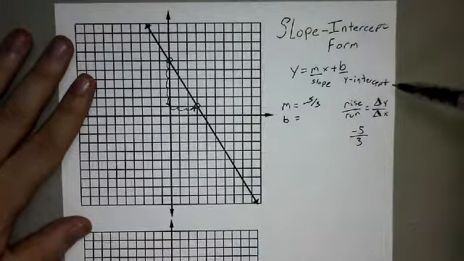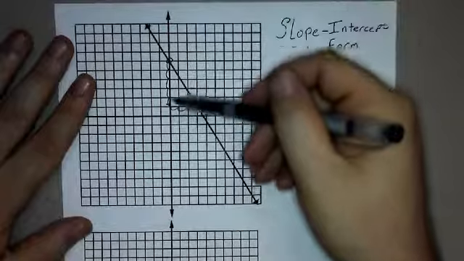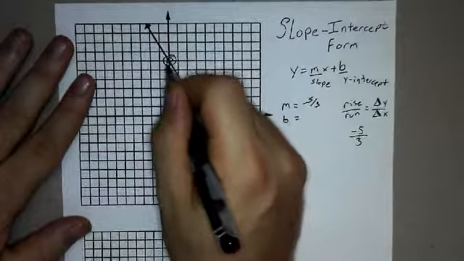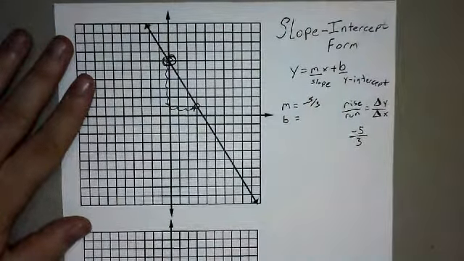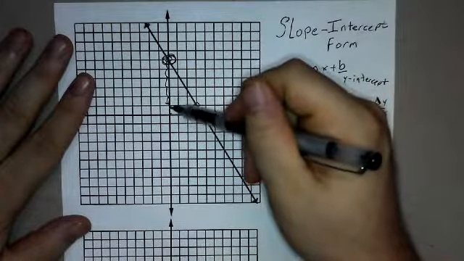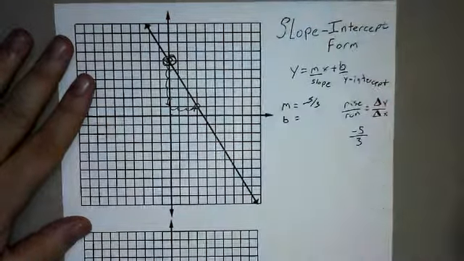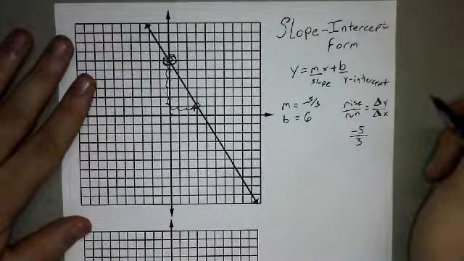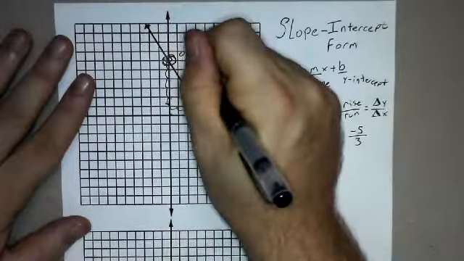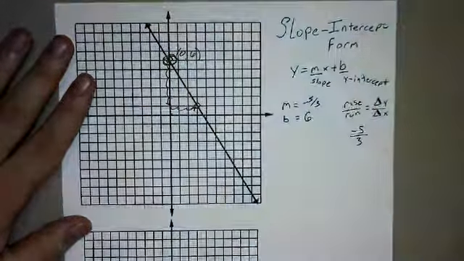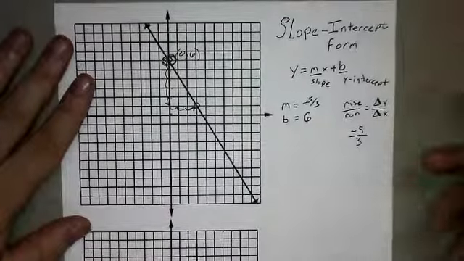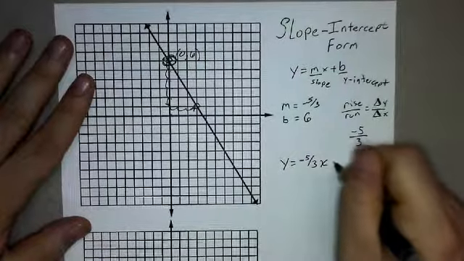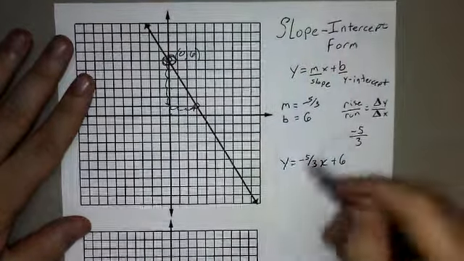Now for b, that's my y-intercept, and so my y-axis is here, and where my line crosses my y-axis is at this point right here that I've already picked. I need to identify where that point is. Well, that is 1, 2, 3, 4, 5, 6 above the origin. So that means that my b value is 6, because this is the point (0, 6). And so when I put this together, I just get that y equals negative 5/3 x plus 6.